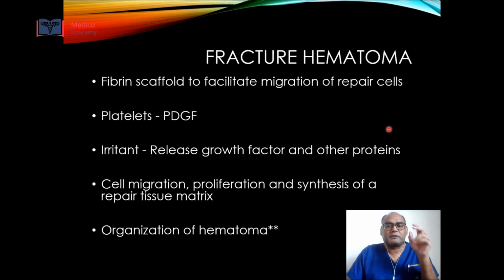Now, the first stage, the beginning of the fracture healing, is with the formation of hematoma. Hematoma provides the basic tissue. See, cells cannot migrate into vacuum or air. Cells need some milieu or some tissue-like structure where they can migrate, home, differentiate, and then form the new tissue they want to form. Hematoma provides them that substrate.